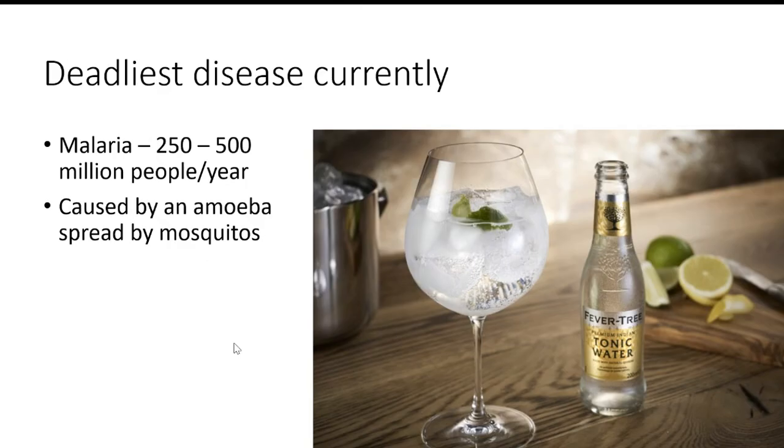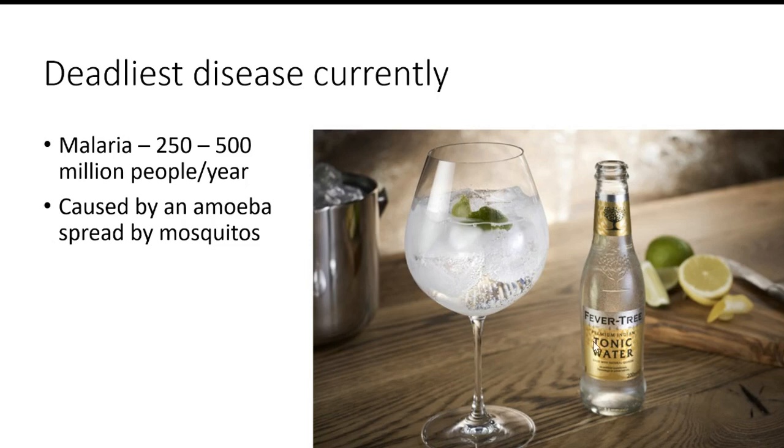Also, just so you know, the deadliest disease currently is malaria. Malaria affects about 250 to 500 million people a year. It's caused by an amoeba that is spread by mosquitoes. The way we treat malaria are two ways, both focusing on prevention as the ideal thing.